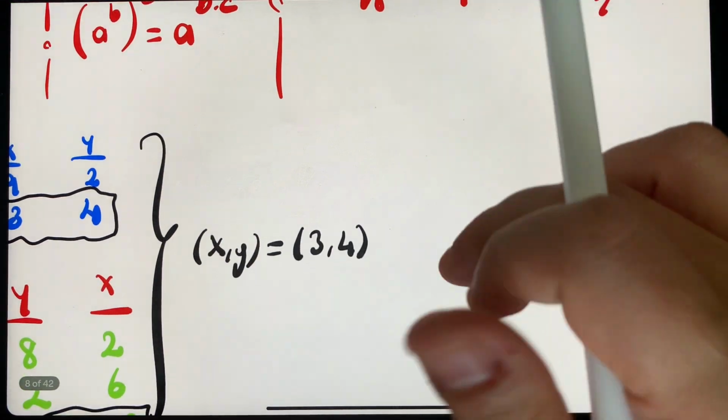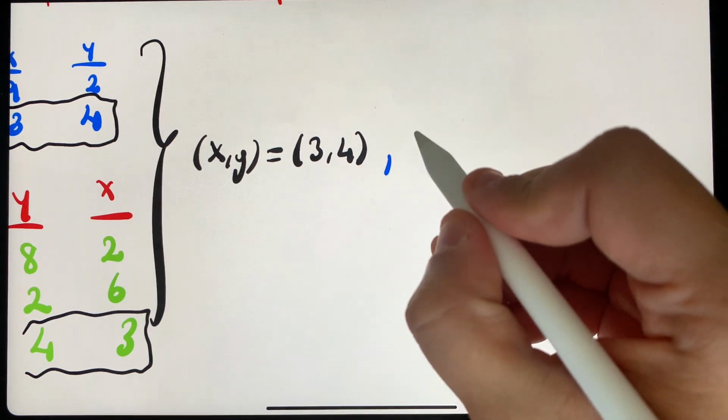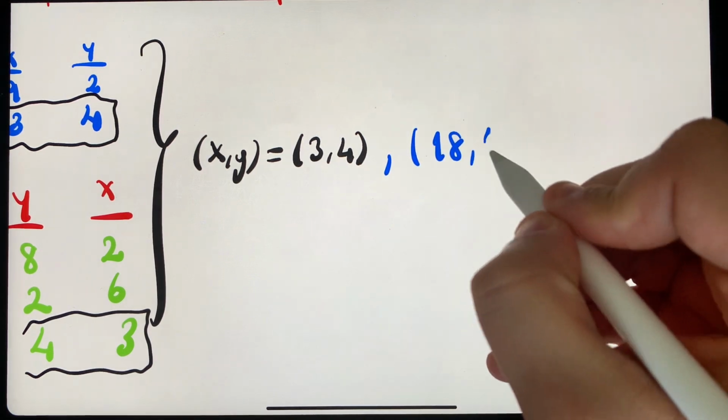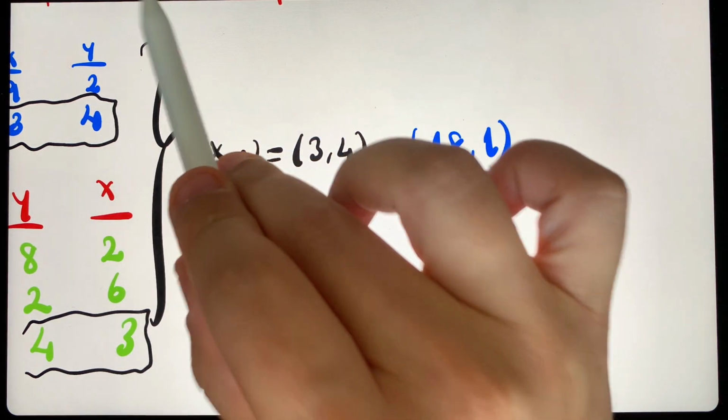In this case, my answer is x, y equals 3, 4. And also what? 18, 1. We can say this.